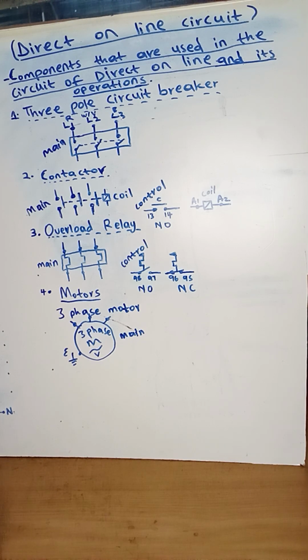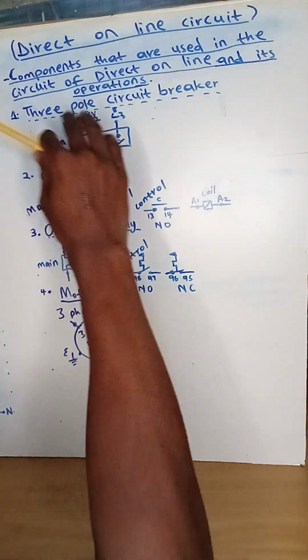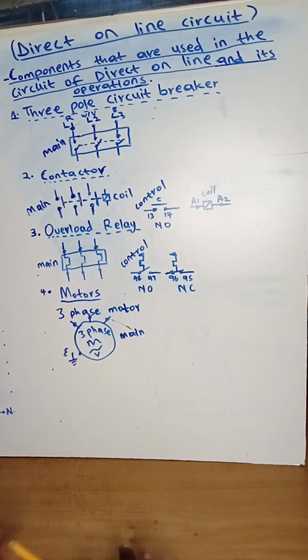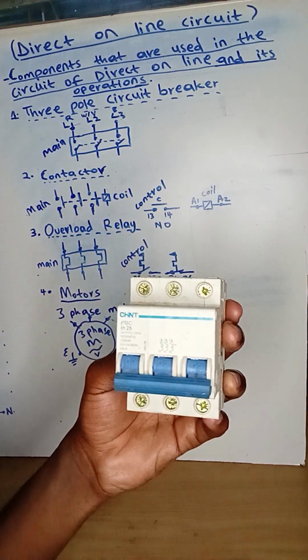So from here, we have named the components that are used in the circuit of Direct Online, and we will show you how to operate them. So the first component is the 3-pole circuit breaker, which is this one.